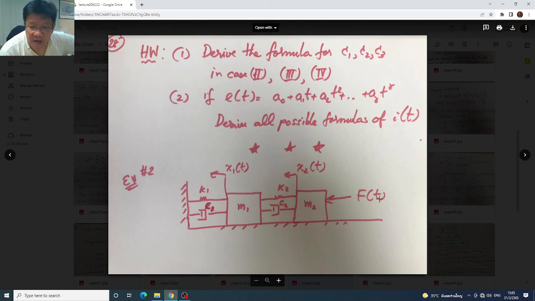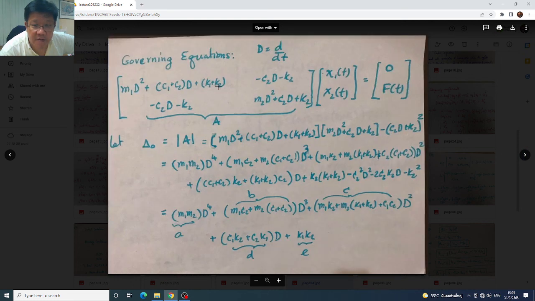The resulting governing equation can be written in the following form of a matrix equation system. We're going to call this the matrix A, and you have a response vector that you are looking to find, the function x sub 1 of t and x sub 2 as a function of t. Again, we're using a D operator to represent d by dt.